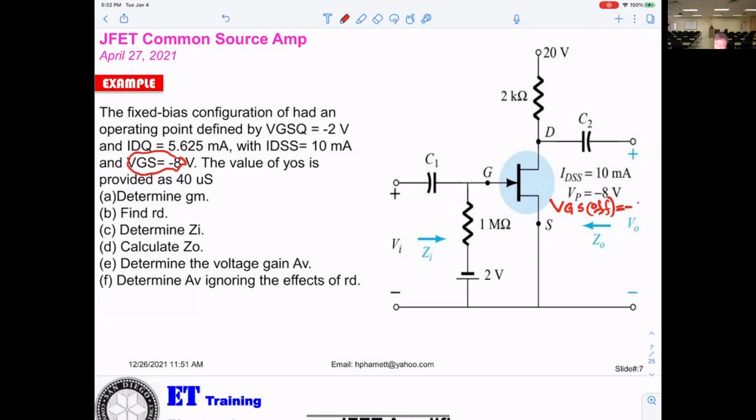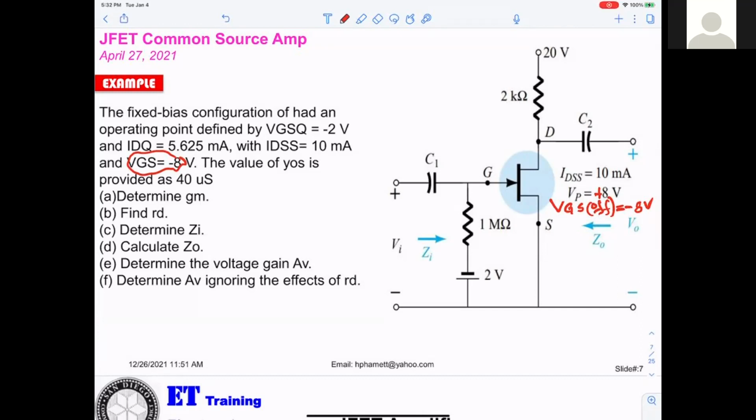Right. Okay, so I messed up. Your pinch off should actually be a plus 8, and then your VGS off should be a minus 8. Yeah, in the book it's wrong. I understand, Mr. Pham. It's just a typo, because you know what you're doing. But yeah, I see now.